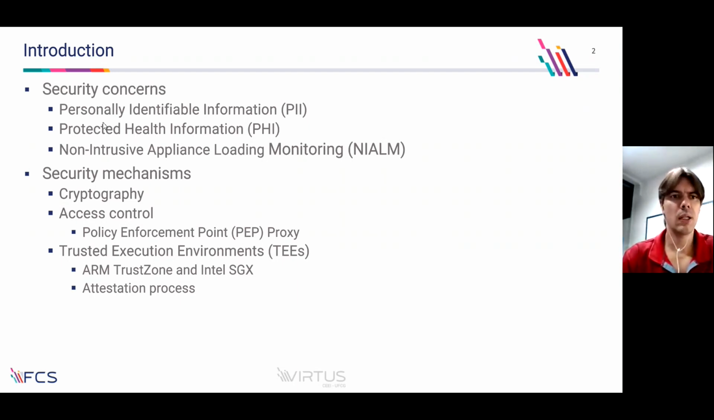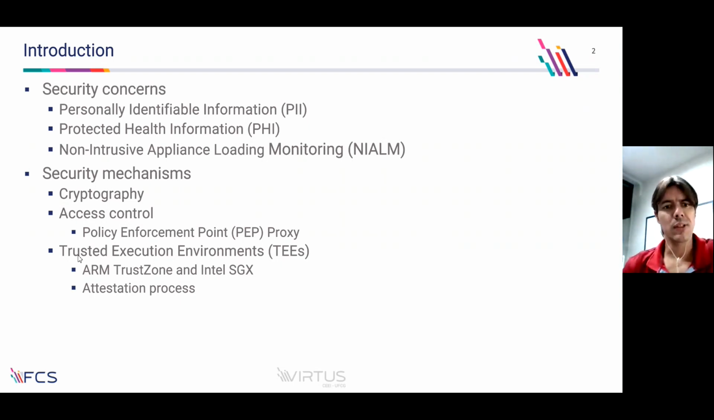To mitigate these kinds of problems, these security and privacy concerns, we can apply generic security mechanisms such as cryptography. We can apply cryptography to protect data at rest or data in transit. We can apply access control mechanisms such as policy enforcement point proxies. These proxies intercept the requests and verify whether the requesters have permissions to access data and service providers.